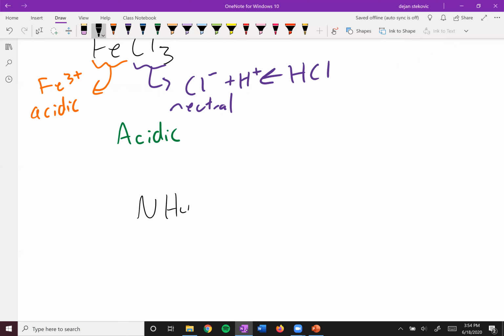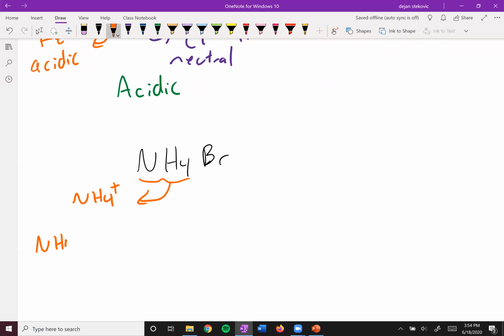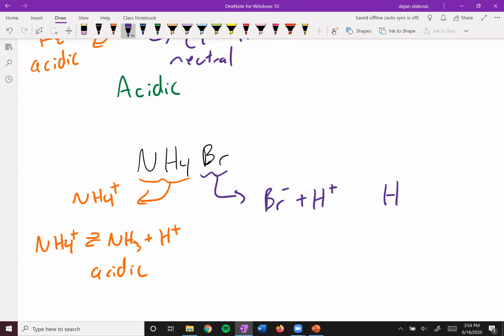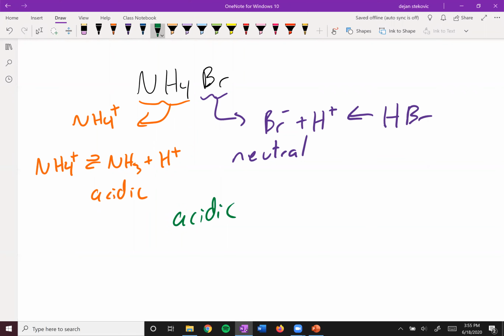Another example here, NH4Br. So here we have NH4 plus. This is our protonated amine. And remember, we said protonated amines can indeed be acidic, right? So we have this NH4 plus. It can indeed give up an H plus. So it can indeed act as an acid, right? So it's acidic. If we think about this other component, Br minus, that's going to be the conjugate base of hydrobromic acid. And so again, this is a one-way arrow, so this bromine cannot pick up an H plus, and so overall it is going to be neutral. And so we have an acidic component and a neutral component. Overall, we're going to be acidic.